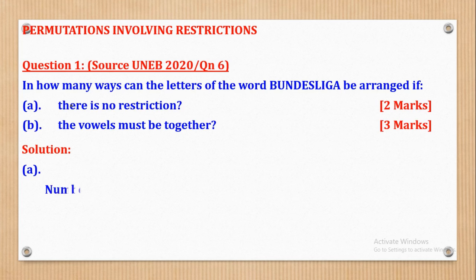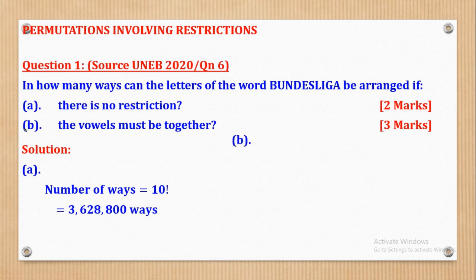So for part A, Bundesliga, there are no identical items. Therefore, we just count 1, 2, 3, 4, 5, 6, 7, 8, 9, 10. So there are 10 objects. That's why we take 10 factorial. And when you use a calculator, it will give you this. And that's what they wanted in part A.